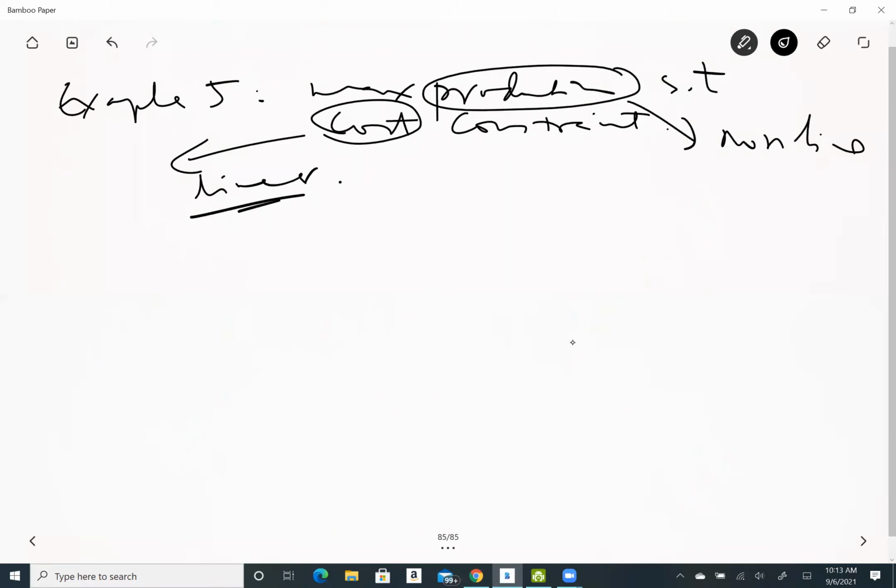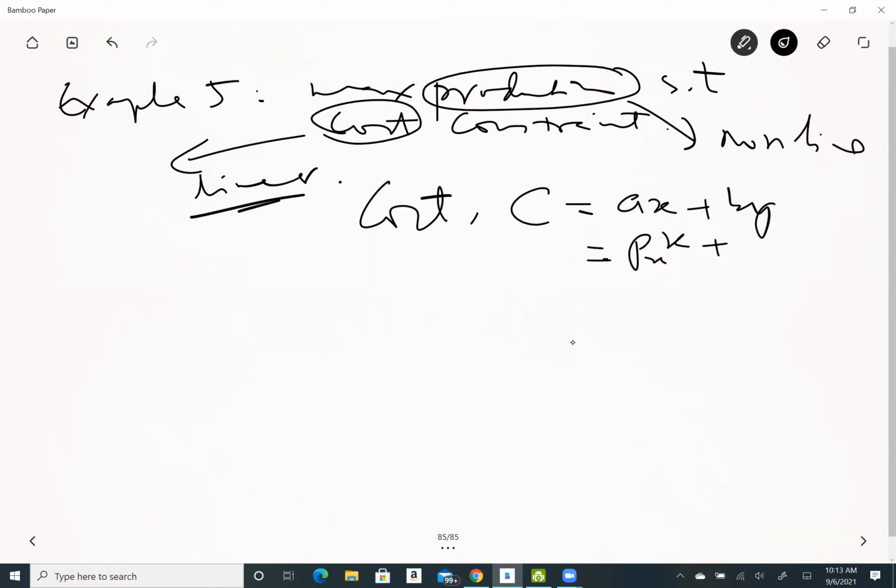So the cost linear function will be equal to, just like the budget line, AX plus BY. The A is the price of X, plus the price of Y. Now, for cost, you have the inputs, not the output. If you look at that example, X is labor in units, and Y is capital in units.